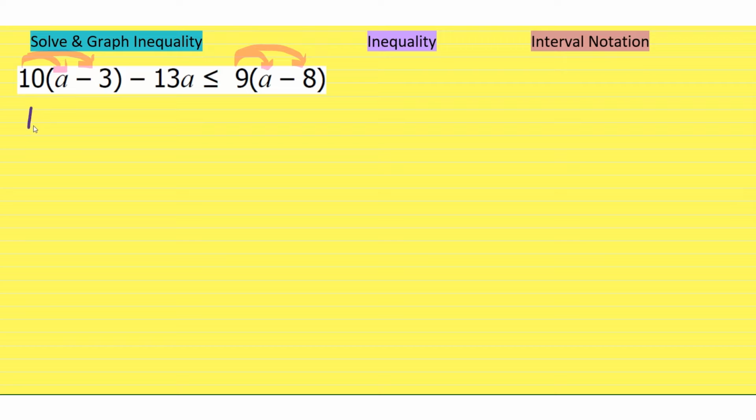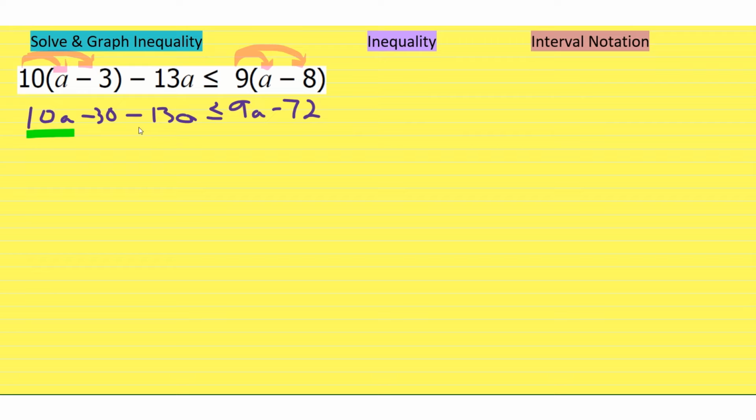10 times a is 10a, and 10 times negative 3 is negative 30. And we've got a 13a here, which we're just going to rewrite down here. And that's going to be less than or equal to 9 times a, which is 9a, and 9 times negative 8 would be negative 72. Okay, at that point, we just continue with order of operations and combining like terms.